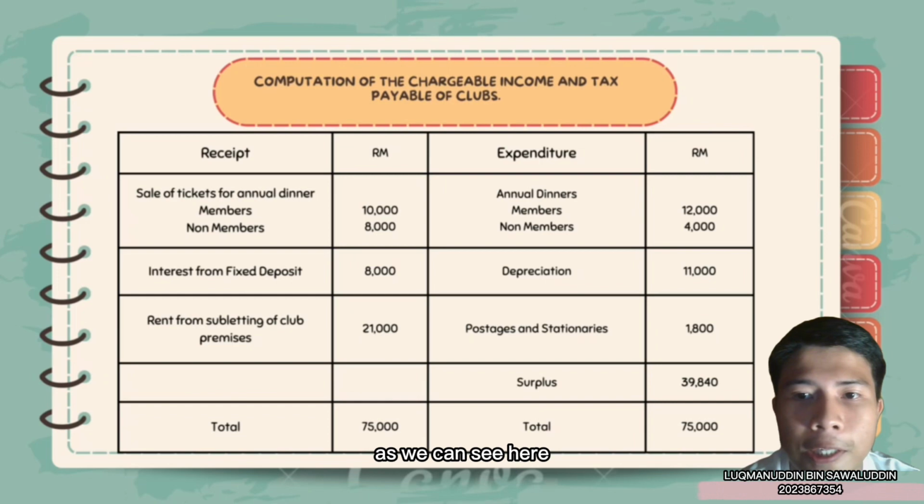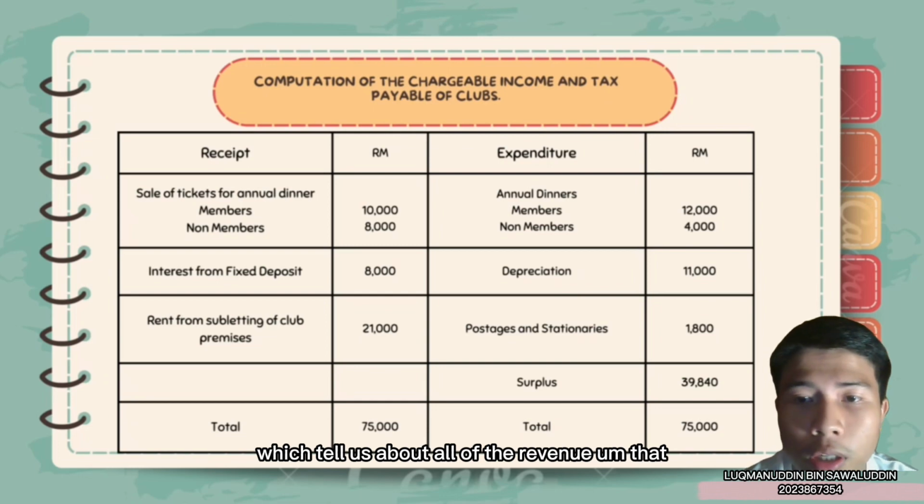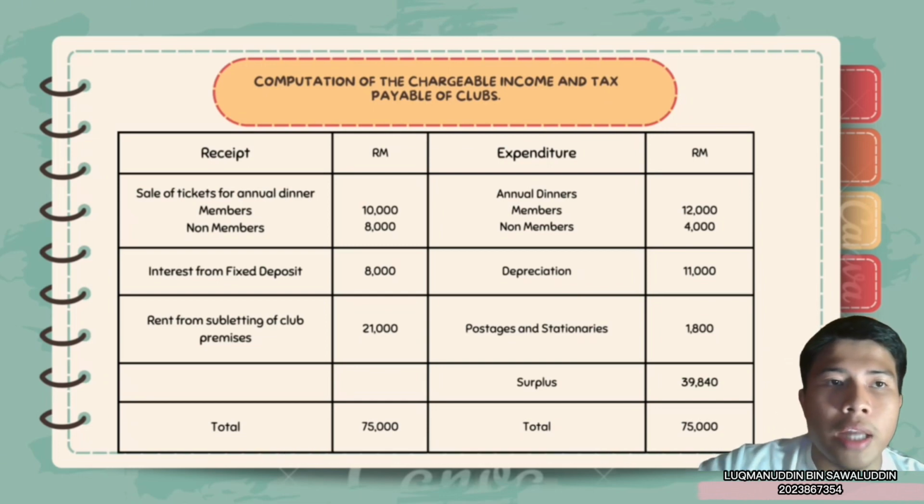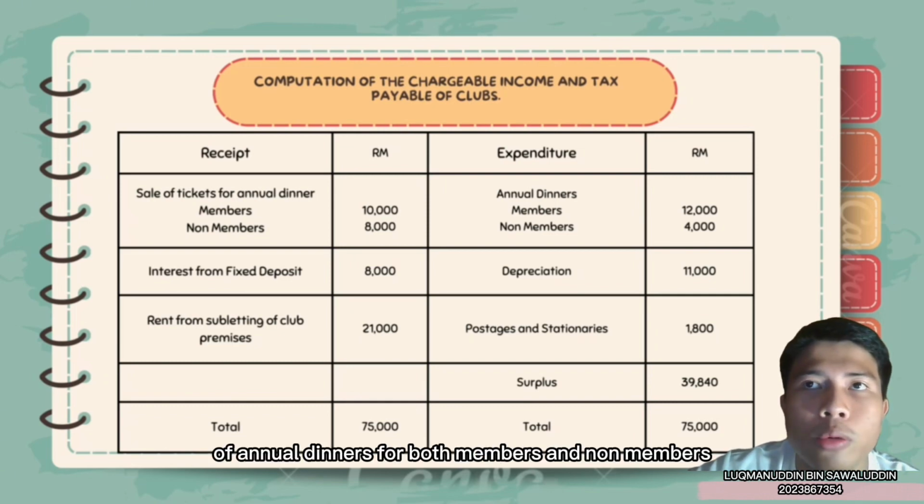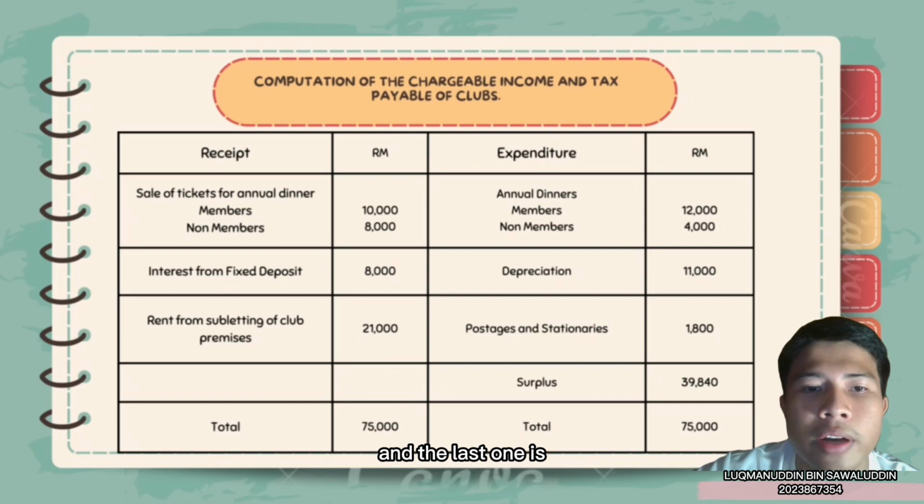As we can see here on the left side, there is a receipt column which tells us about all of the revenue derived for the club from the members. The items that need to be stated on the receipt column are members' subscription fees, members' entrance fees, sales of tickets of annual dinners for both members and non-members, interest from fixed deposit, and the last one is rent from subletting of club premises.